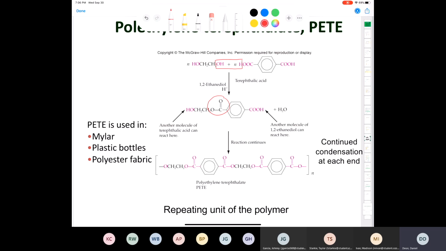Now what have we got? We've got an alcohol over here, and we've got a carboxyl group over here. So we can just keep doing esterification after esterification, and we end up with a polyester. There's an ester here, ester here, ester here, ester here, like that. It's called a condensation polymer because every time you form a new ester bond, you lose a molecule of water. Polyethylene terephthalate is found in all kinds of things like mylar, plastic bottles, garbage bags, CD cases, polyester fabrics, and so on and so forth.